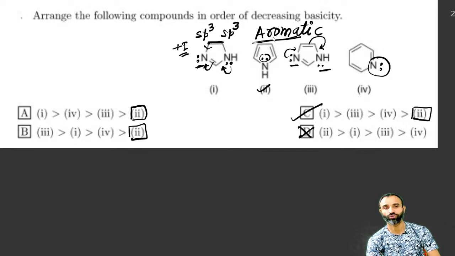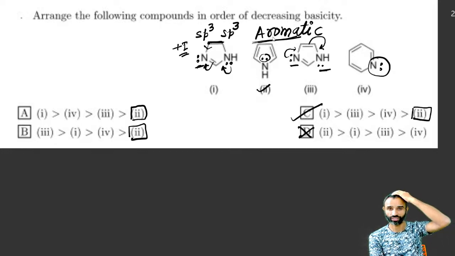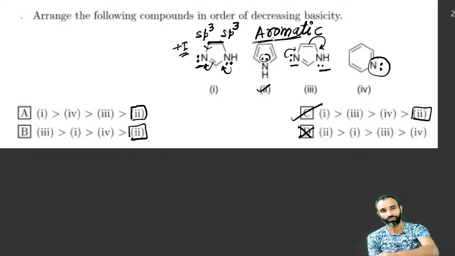It cannot be donated. But the more the number of nitrogens, the more that will enhance the electron density on the other nitrogen, increasing the electron density. That's why first is more basic, followed by third, and then fourth. Got it? Okay. So that's all for today.